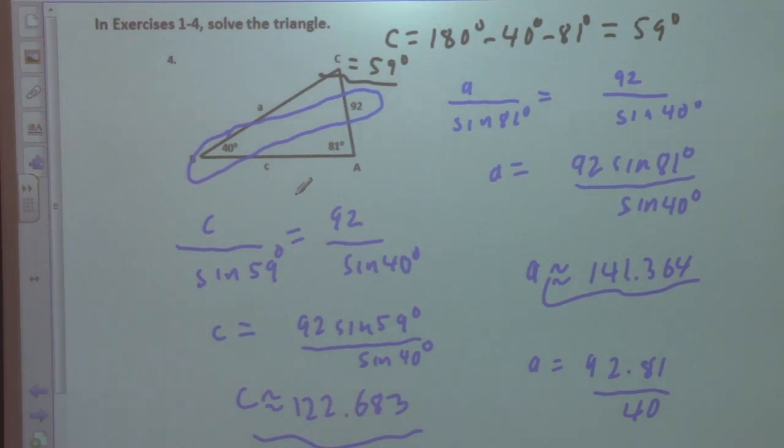This is where we left off on Friday. And basically for law of sines, if you have a known side opposite a known angle, and then one other side or angle, you can solve the whole triangle.